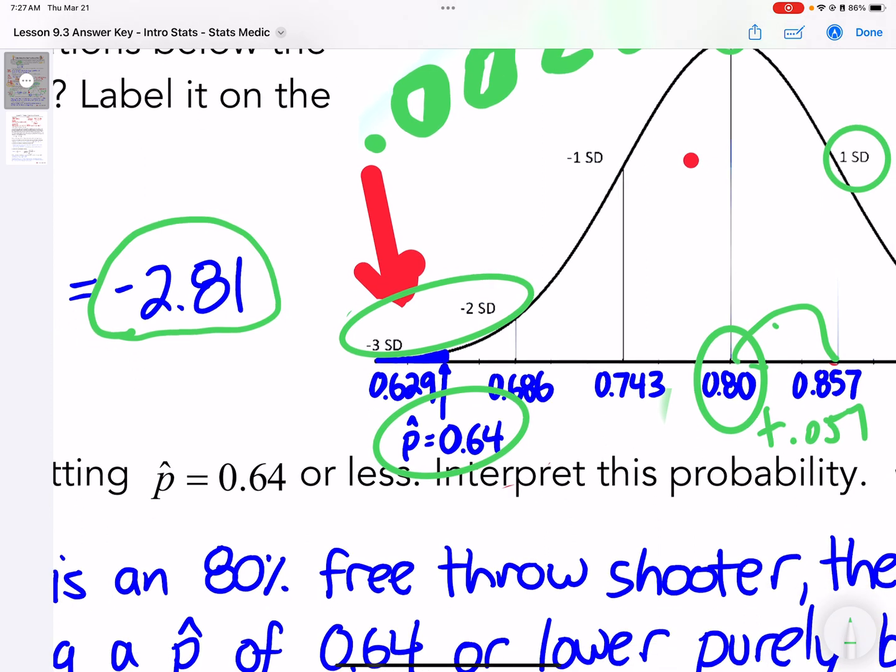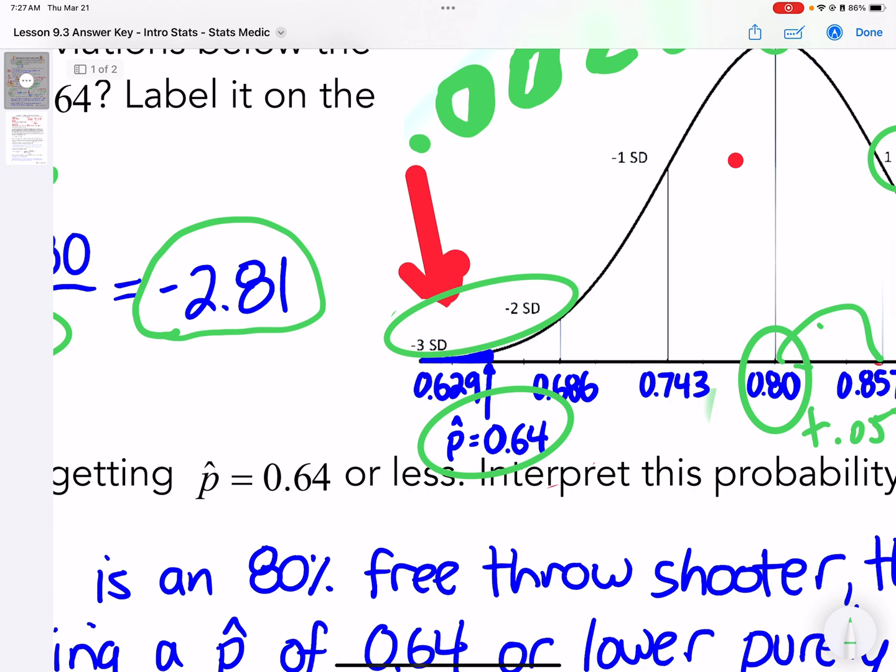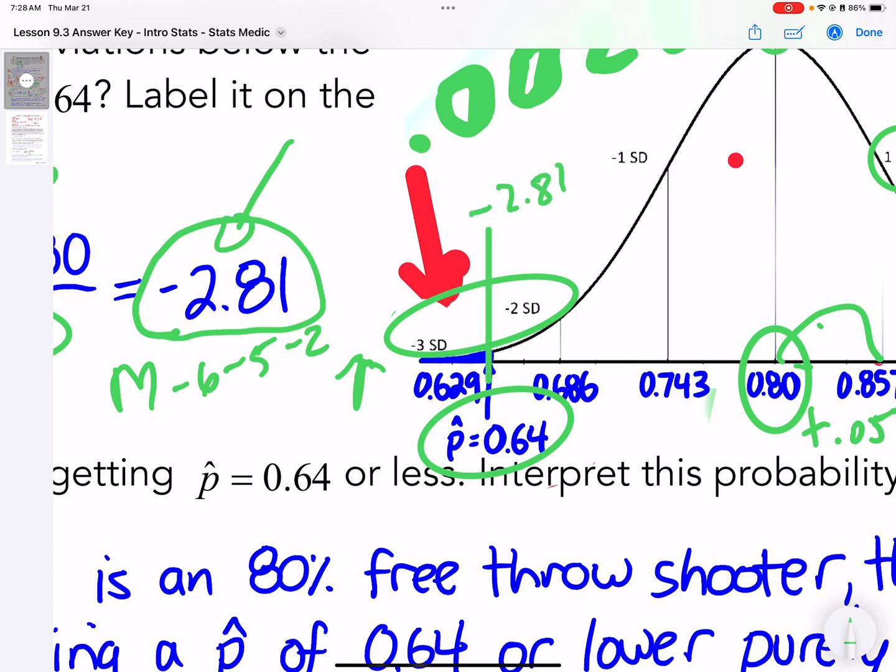So let's go ahead and do normal CDF. Remember, menu 6, 5, 2, and now I'm going to be using it with my z-score. It's going to be the same thing. The lower bound is going to be way off the curve, way over here at negative infinity. The upper bound this time is going to use my z-score, -2.81. So let's try it.